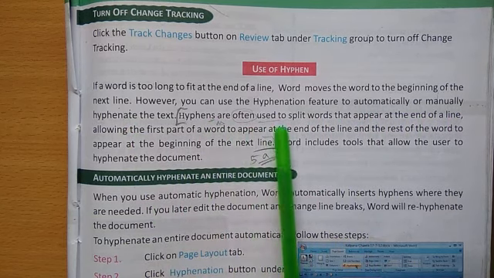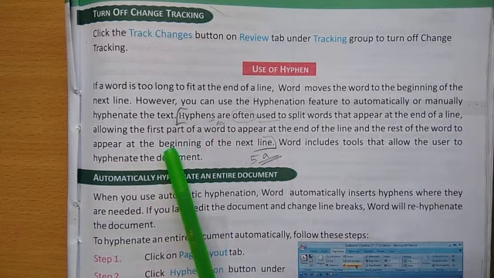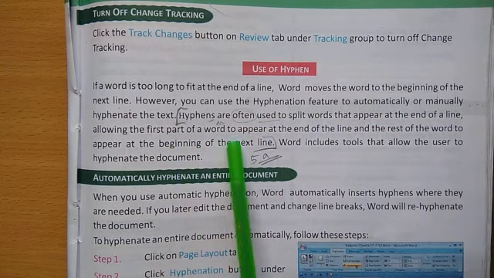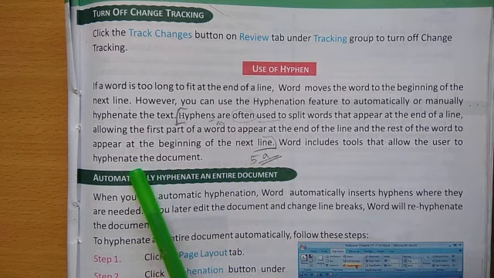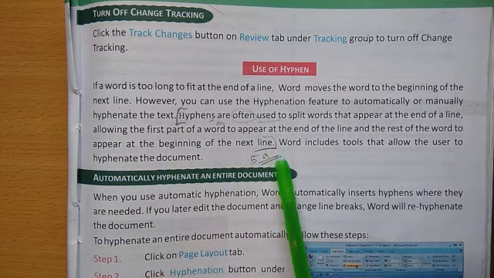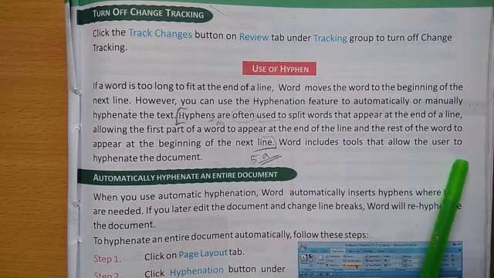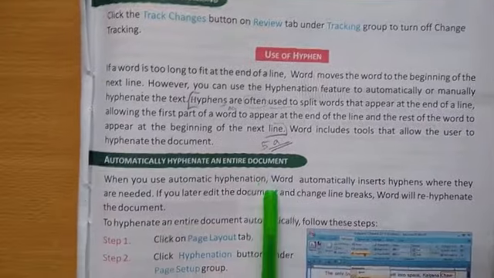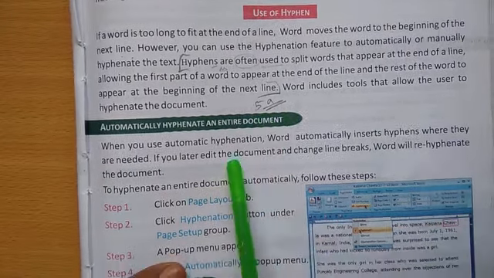Hyphens are often used to split a word that appears at the end of a line, allowing the first part of a word to appear at the end of the line and the rest of the word to appear at the beginning of the next line. Word includes tools that allow the user to hyphenate the document. It is about the use of hyphens.